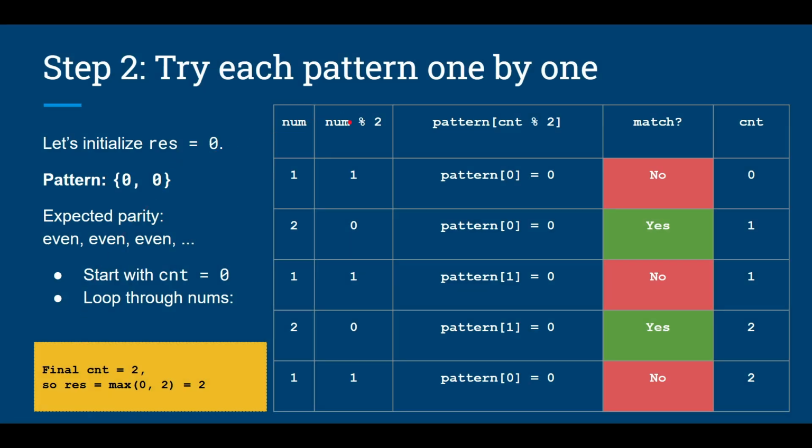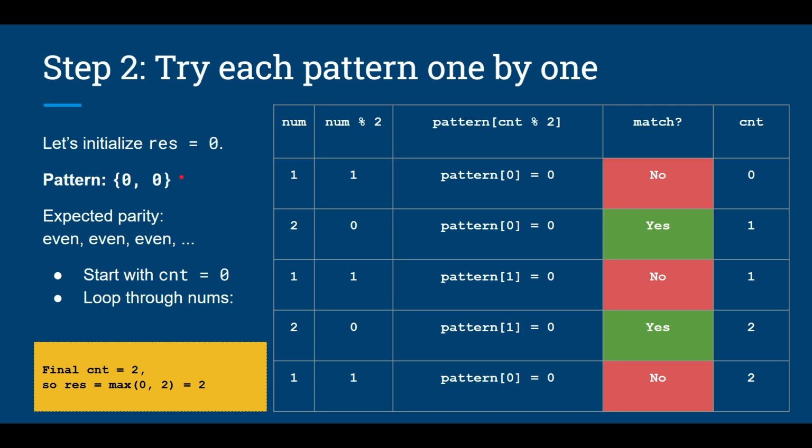So let's try each pattern one by one. Very first, we take pattern 0 0. If you take the mod of the numbers, these are the patterns. The count starts at 0, and everything is 0 here. The result is also 0, the count is also 0, and the expected parity is even, everything is even.